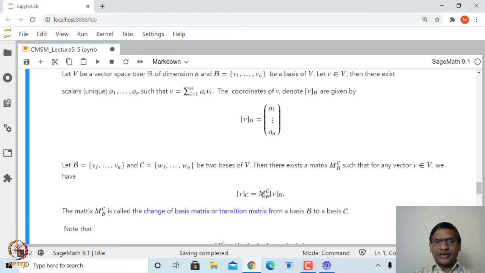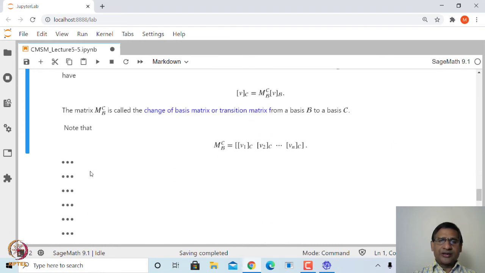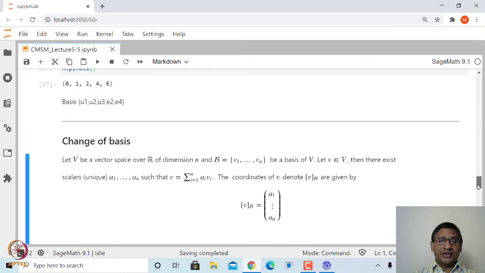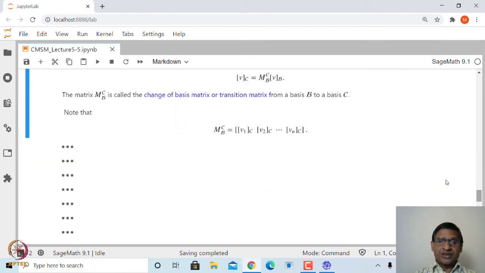Now how does one obtain this matrix? That is quite easy. This matrix will be a matrix whose first column will be nothing but the coordinate of V1 with respect to the basis C. The second column will be the coordinate of V2 with respect to basis C, and so on, up to the coordinate of Vn with respect to C. That is what you need to do. And V1, V2, Vn are what? They are the elements of the basis B.